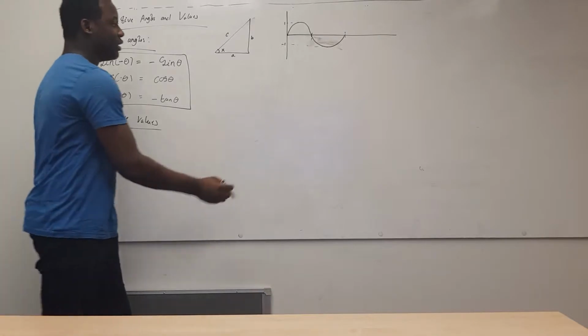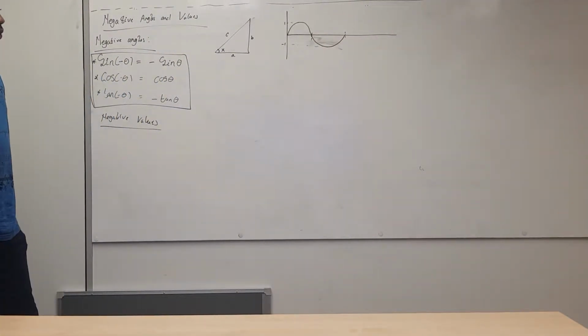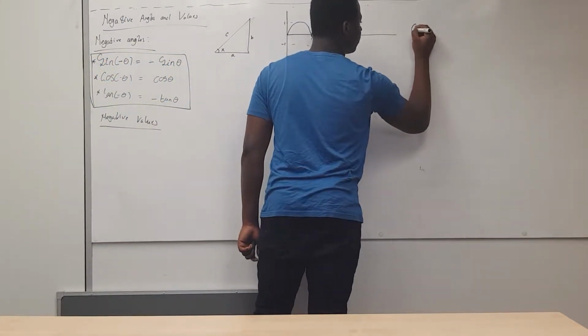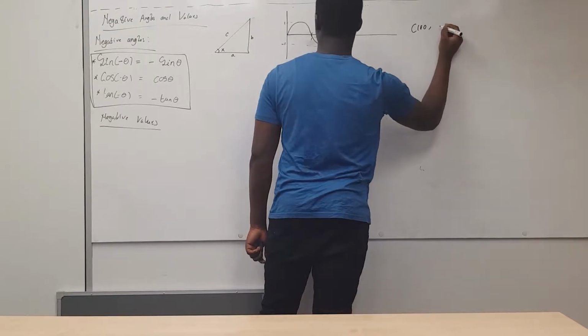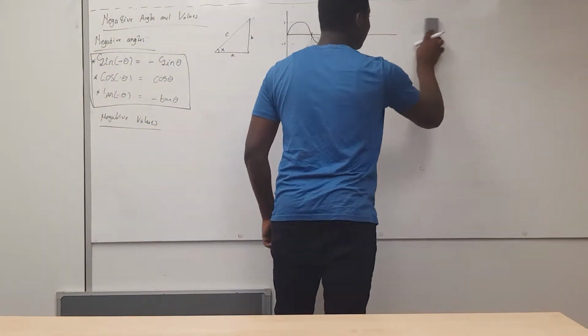So all the inputs in this section of the graph from 180 excluded, from 180 to, I don't like writing degrees actually. It's weird.